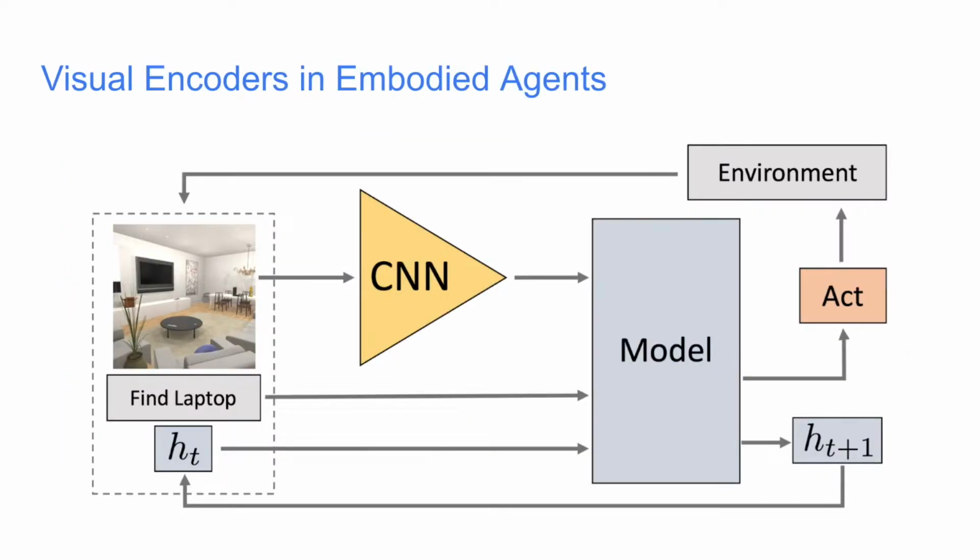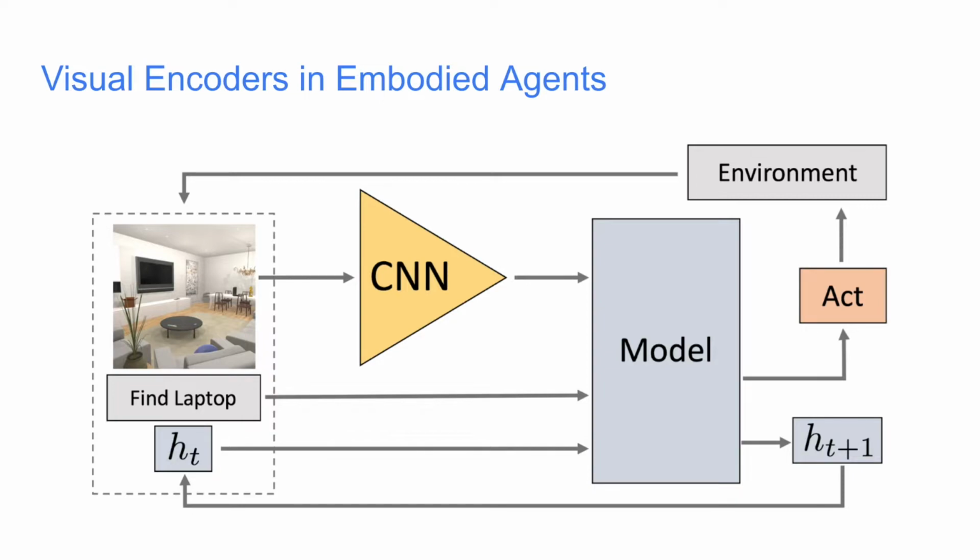Here is a high-level model diagram for common embodied agents. An agent will receive RGB input from its camera and have a goal, in this case, find laptop for the object nav task. The RGB image is processed by a visual encoder, here the CNN, and this visual encoding, the goal, and a hidden state are passed to a model employing an RNN. The model selects an action, such as movement, and the agent follows this action, updating the environment, and the process repeats until the agent selects the done action.